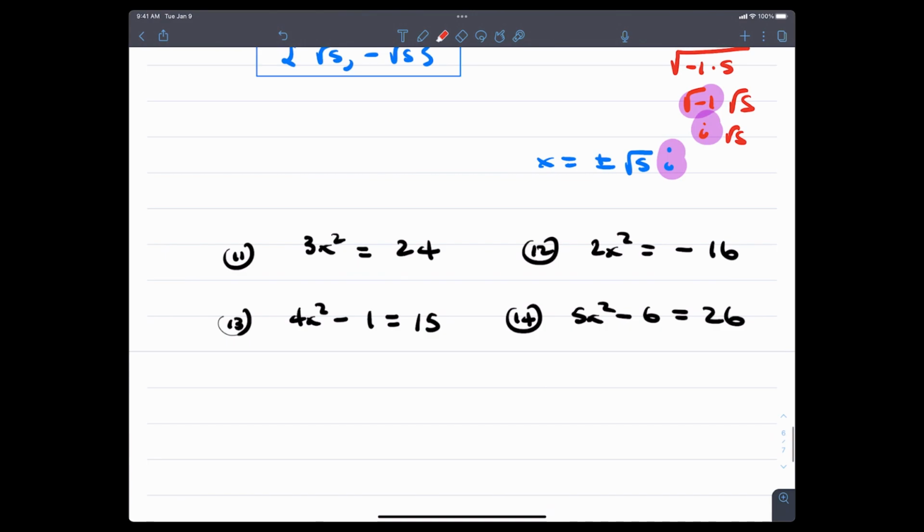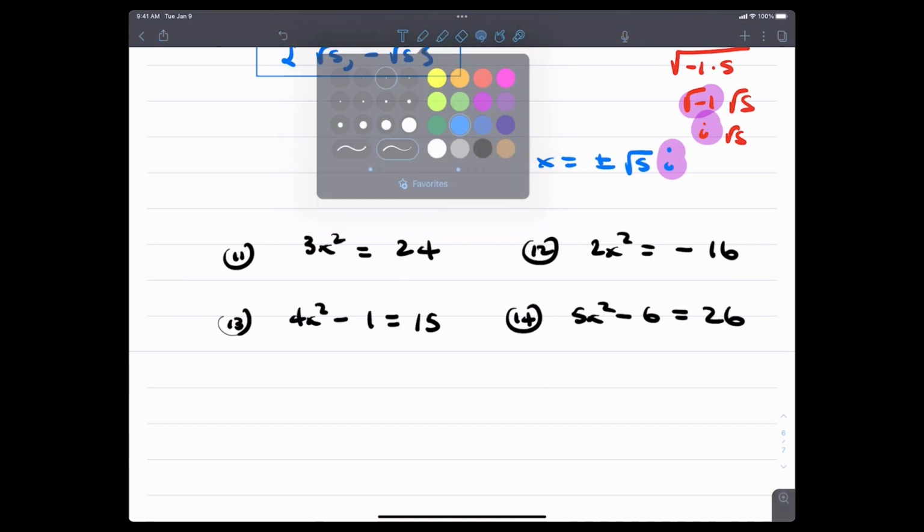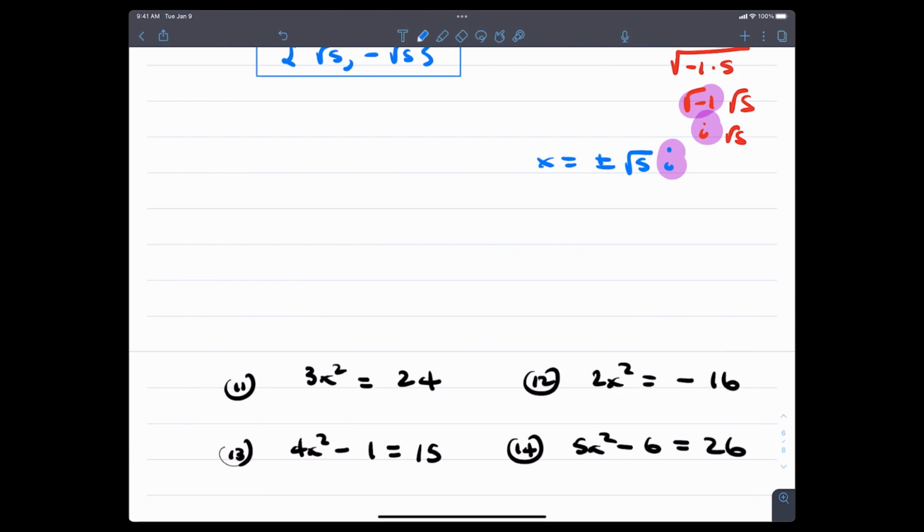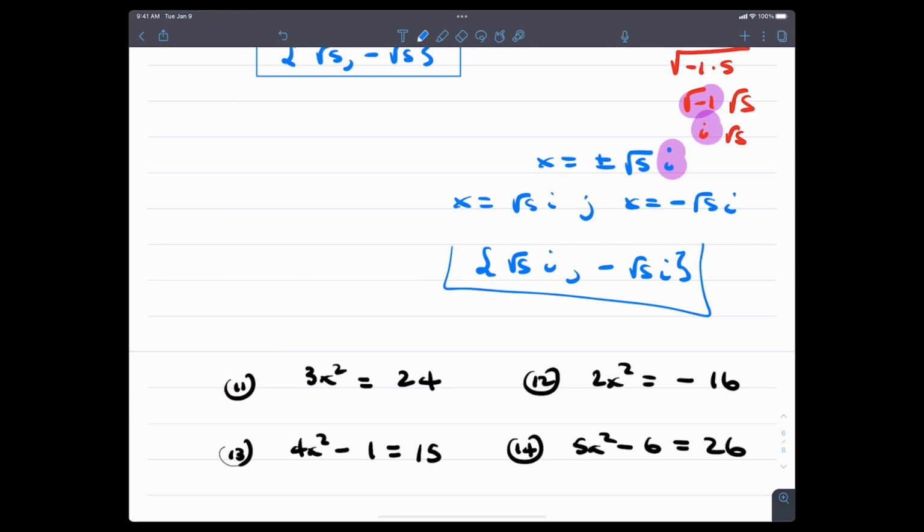So let's describe what this means. All right, I'm going to have to move everything down. Positive square root of 5i, and what's this? Negative square root of 5i. So we got the square root of 5i, comma, negative square root of 5i. There you go.